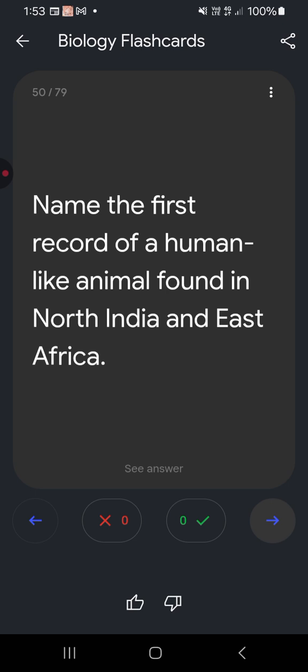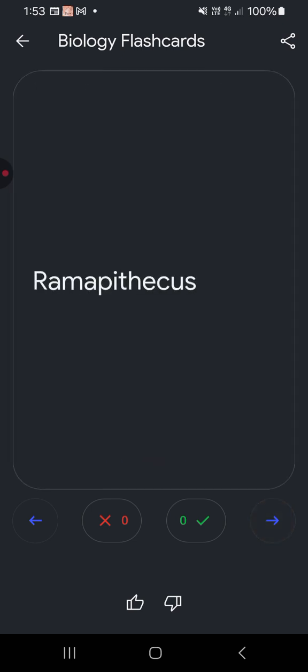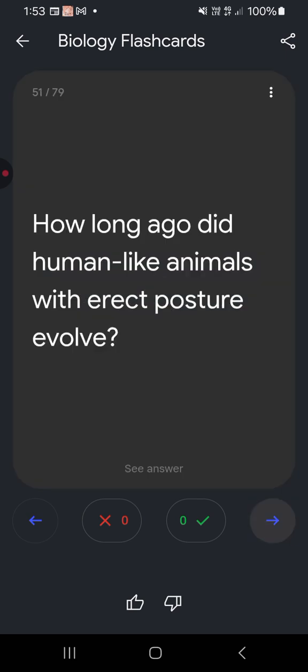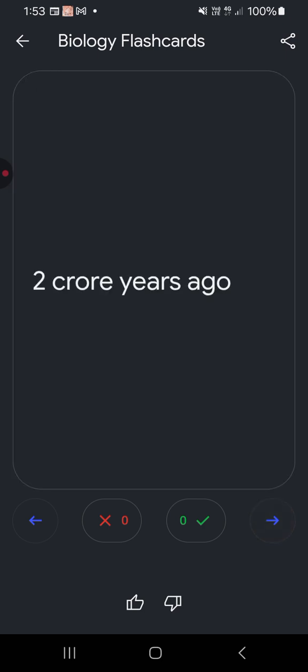Name the first record of a human like animal found in North India and East Africa. Ramapithecus. How long ago did human like animals with erect posture evolve? Those who were able to stand with an erect posture. 2 crore years ago.